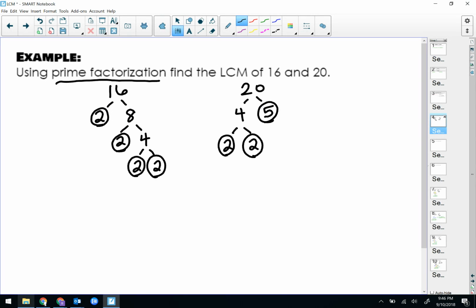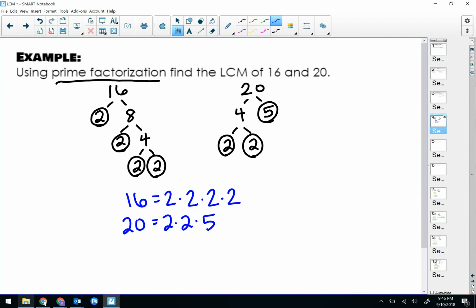Okay. The next step is exactly the same as what we were doing with GCF. We are going to write the prime factorizations, but no exponents. So we're just going to write them in order from least to greatest using just those prime numbers. So 16, of course, is 2 times 2 times 2 times 2, and 20 is 2 times 2 times 5.